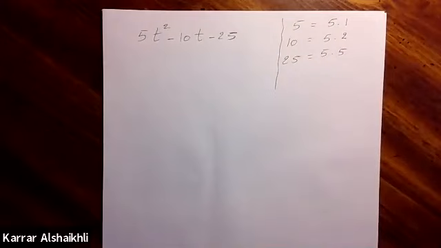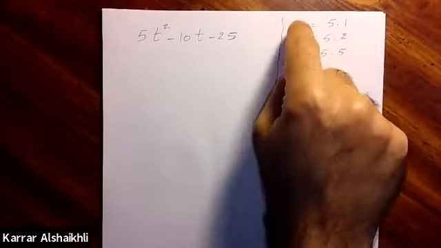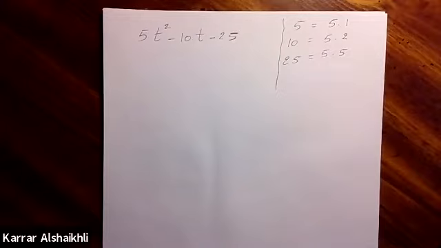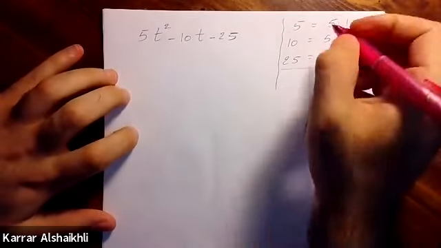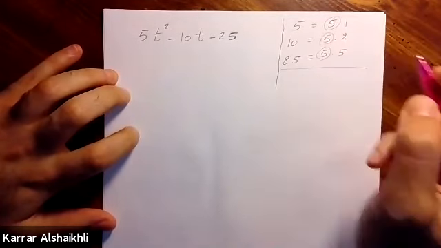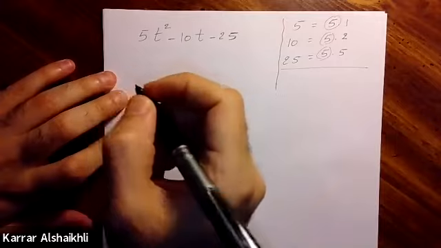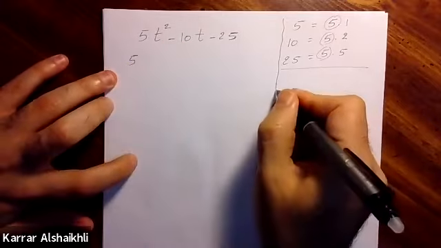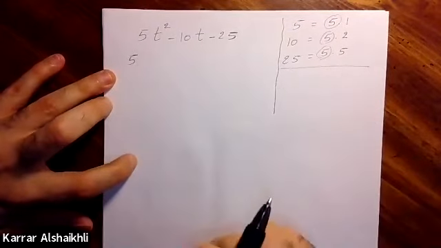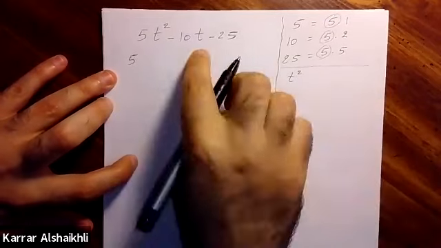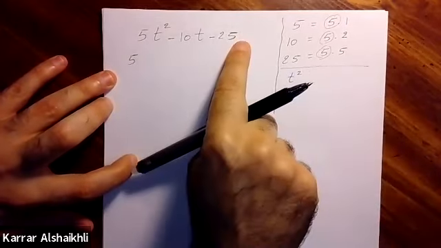Now we have to find the common, that means a number that exists in these 3 terms, not just 2, because we have 3 terms. So the common is 5: 5 exists here, and 5 exists in the second term, and 5 exists in the third term. So the GCF of the numbers is 5. Let's do the variables. There is t squared, and there is t, and there is no t here.